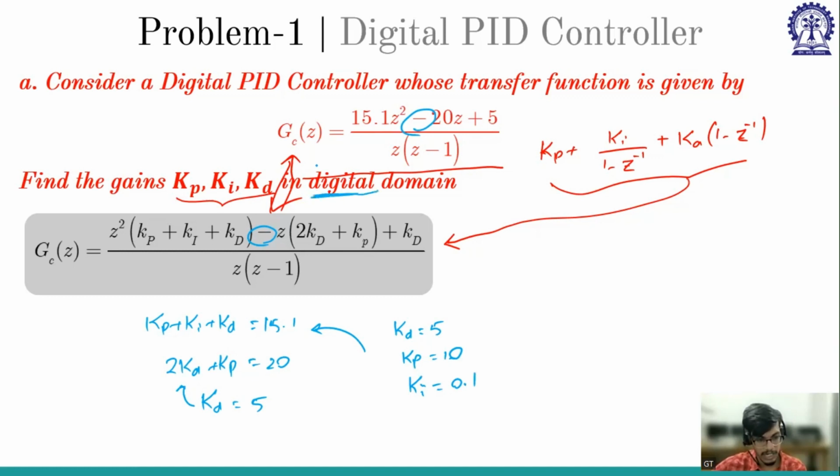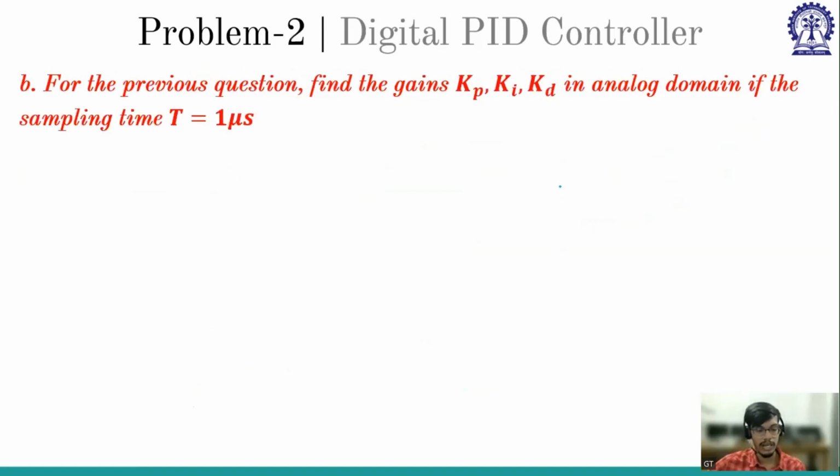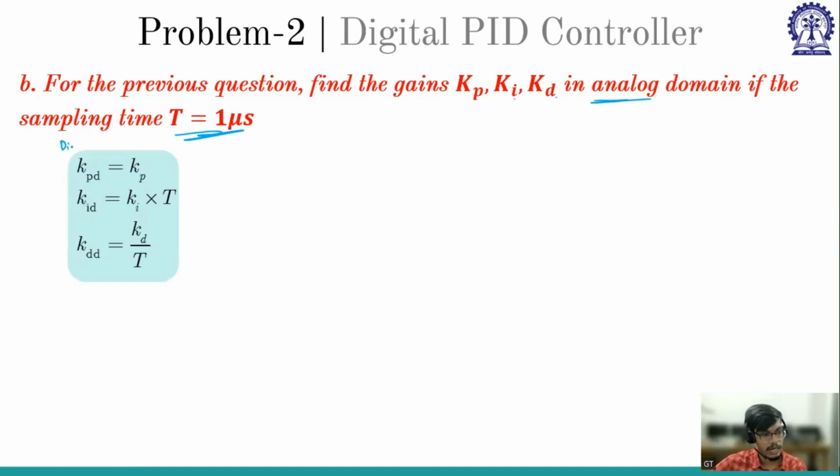Why am I stressing the digital domain? Because these are digital values. So one thing you have to take note of. If I consider analog, V error of t is nothing but KP into, sorry, V control voltage of t is, or maybe I can discuss in the next slide. In the next slide, I have asked KP, KD in the analog domain. I have given the sampling time. The left hand side are the digital parameters and the right hand side are the analog parameters. So why this relation?